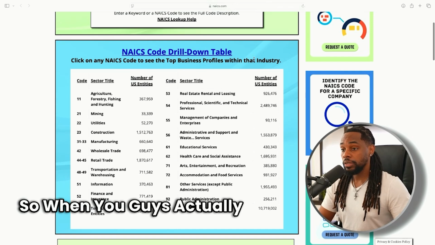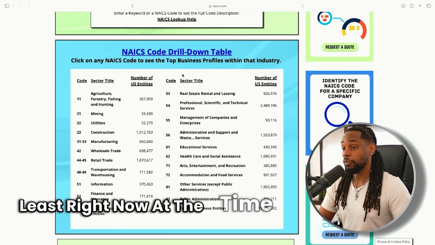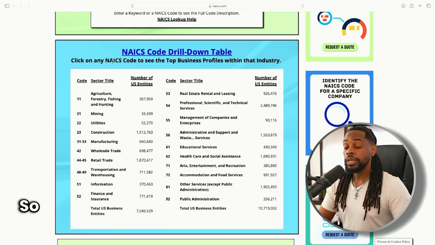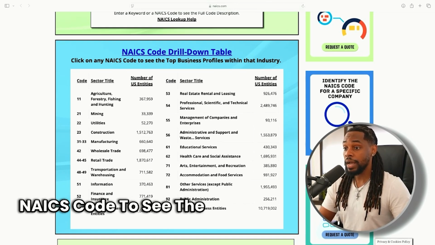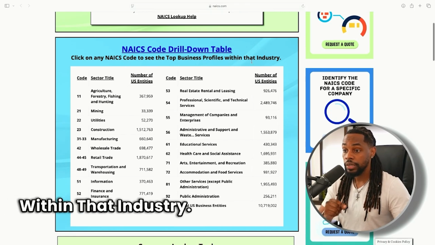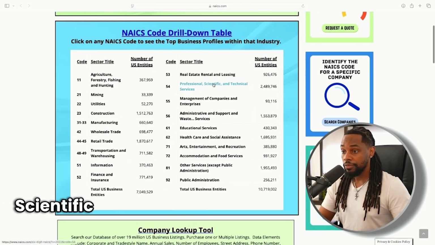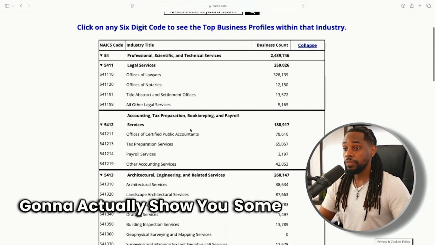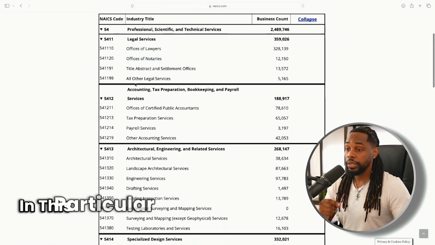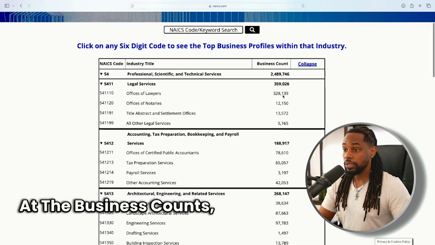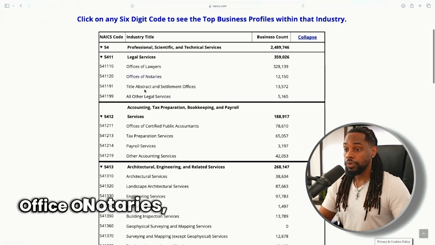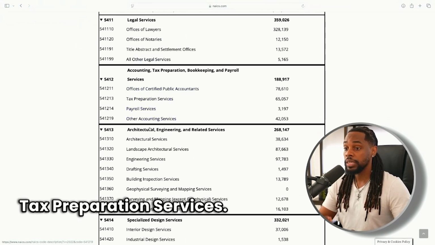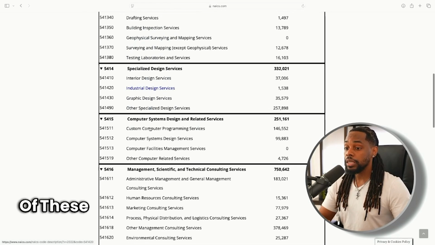So when you actually come to the website, at least right now at the time of recording this video, they have the NAICS code drill down table. So you can click on any NAICS code to see the top business profiles within that industry. So notice professional, scientific, and technical services. If you click on that, it's going to show you some of the most popular codes in this particular industry. Now, if you look at the business counts, there are a lot right here: offices of notaries, other legal offices, certified public accountants, tax preparation services, payroll services. All of these things are here.